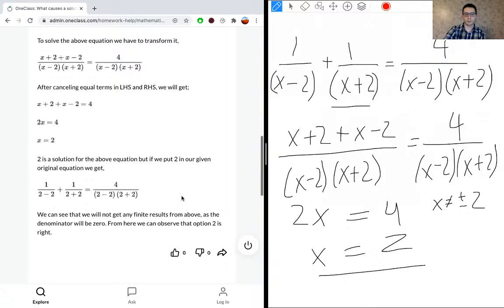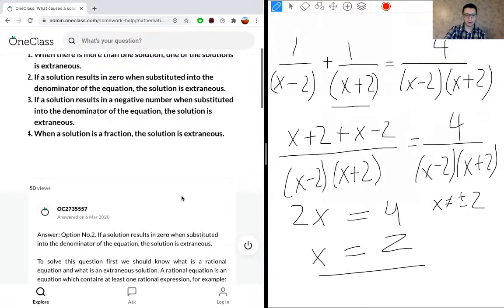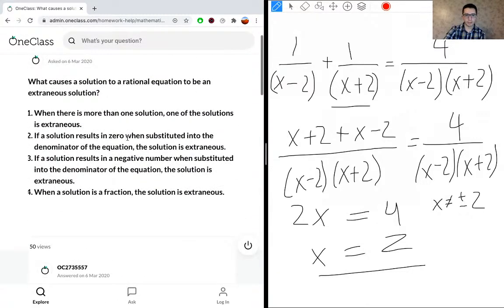From here, we consider option 2 is right. So option 2 above says if a solution results in 0 when substituting into the denominator of the equation, the solution is extraneous. So that's correct. So essentially, if our solution is 2 and we substitute it back and the denominator becomes 0, the solution is extraneous.